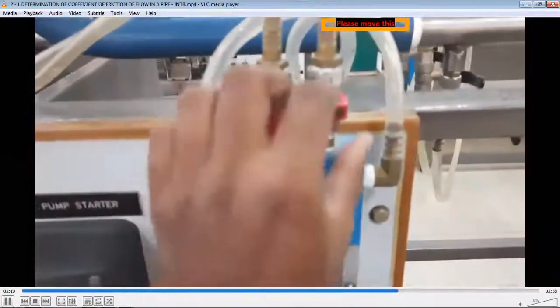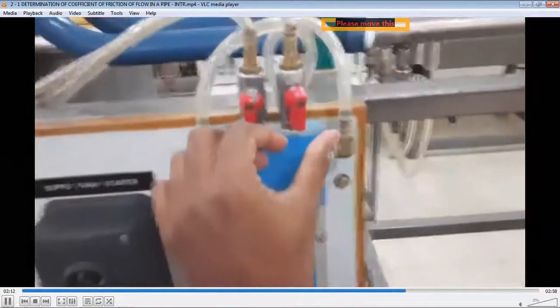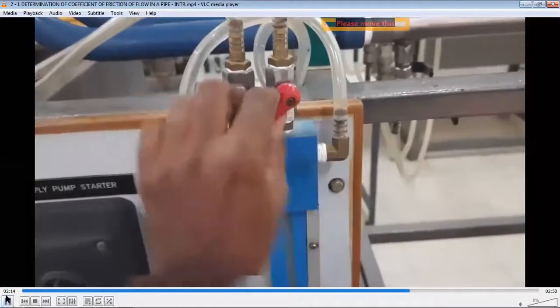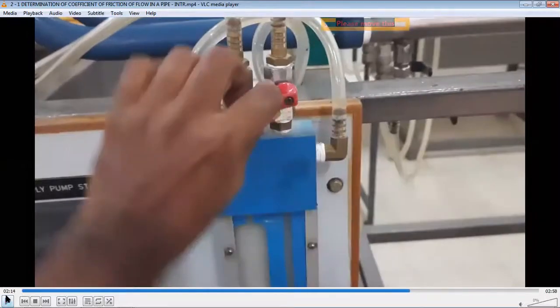And these are the U-tube manometer valves. This is to be set only once in the experiment, as I already mentioned. Whatever air is stored in the U-tube manometer, only once you have to remove all those bubbles, the air bubbles. You only have to do this once in the experiment.